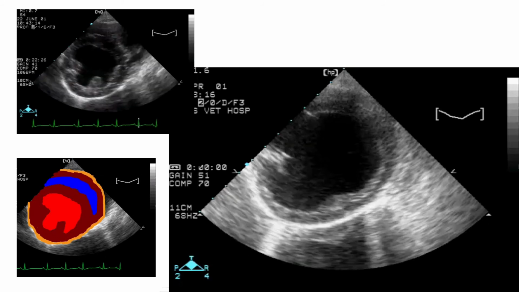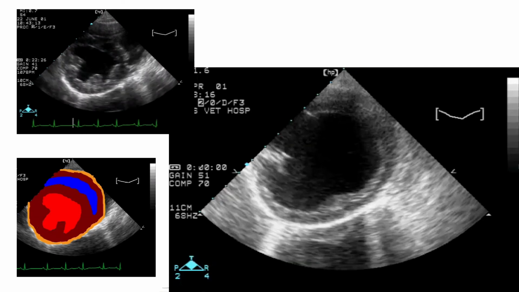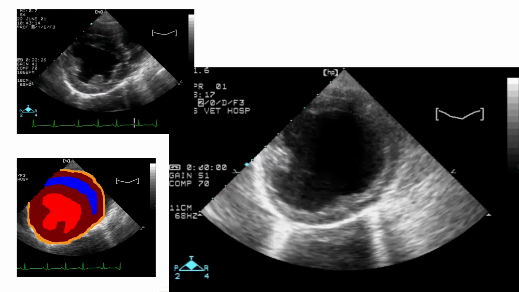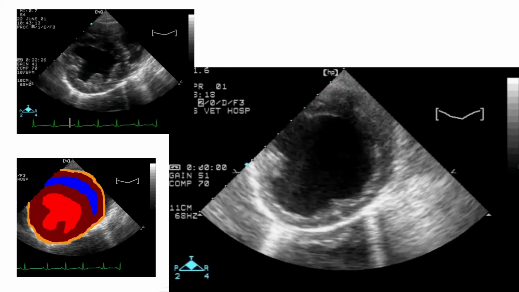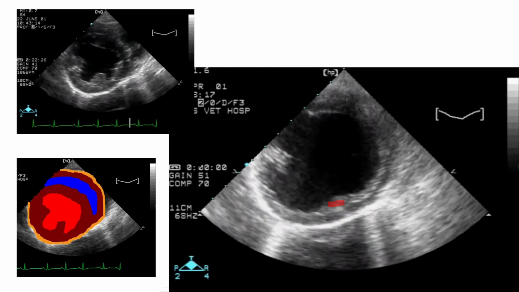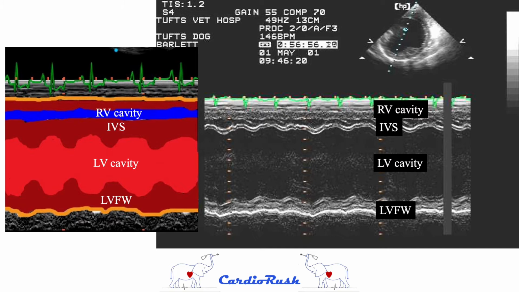This picture again shows a normal dog in the upper left corner with a relatively normal contracting left ventricle. And for comparison, we'll see a dog with dilated cardiomyopathy on the right-hand side, where there's left ventricular dilation, thinning of the interventricular septum and left ventricular free wall, and atrophy of the papillary muscles compared to a normal dog. M-mode echocardiography shows a reduced contractile function, reduced excursion of the interventricular septum and left ventricular free wall compared to normal.